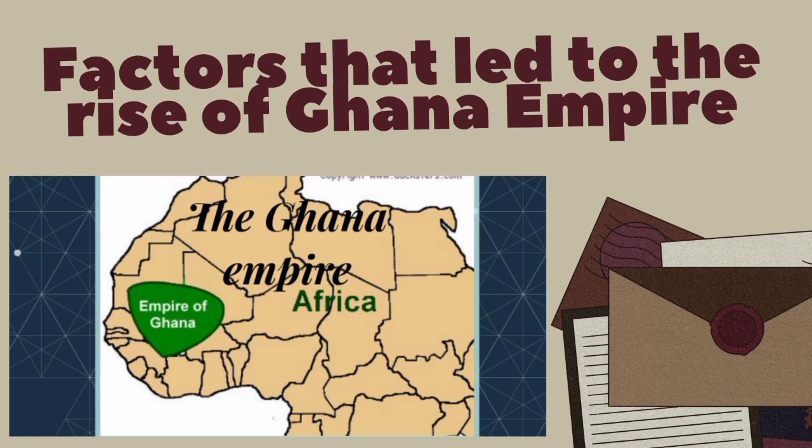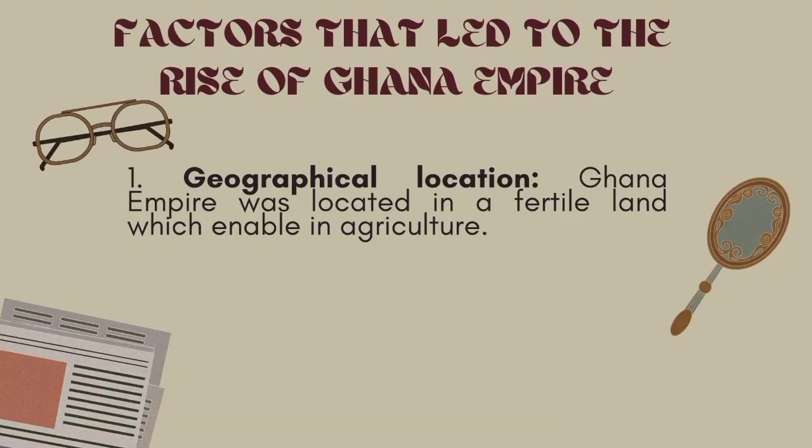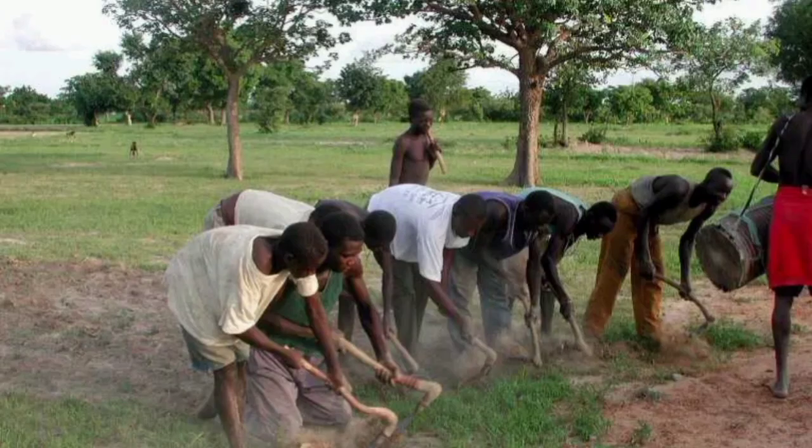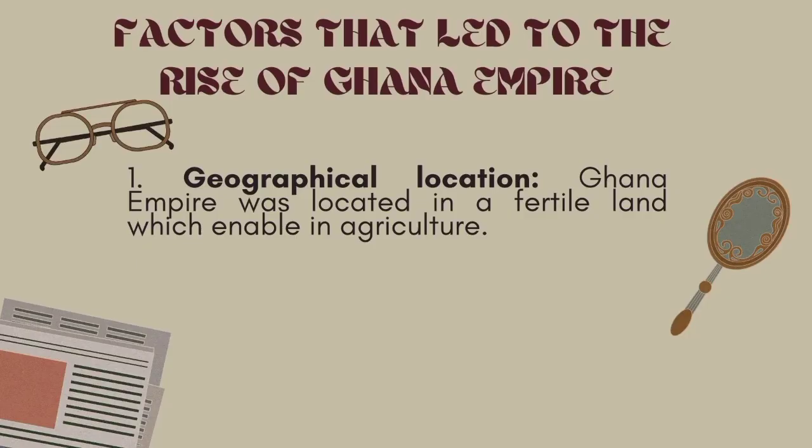One of the factors that led to the rise of Ghana Empire is geographical location. It was believed that this empire was located in a fertile land. That means the location of the empire had fertile land that enabled agricultural activities. People planted different kinds of crops, and it even made people come into the empire since they had good and fertile land for agricultural purposes.